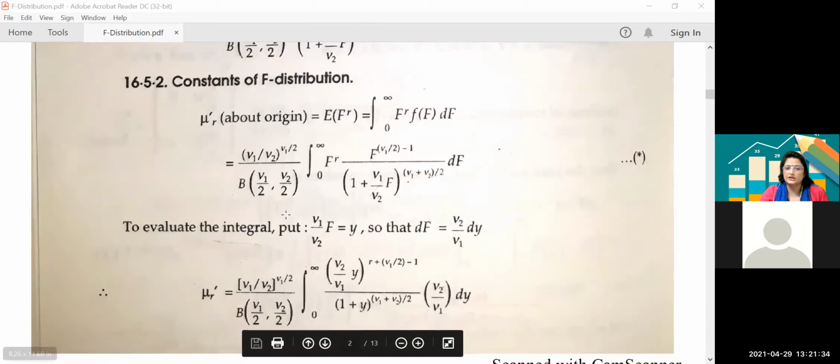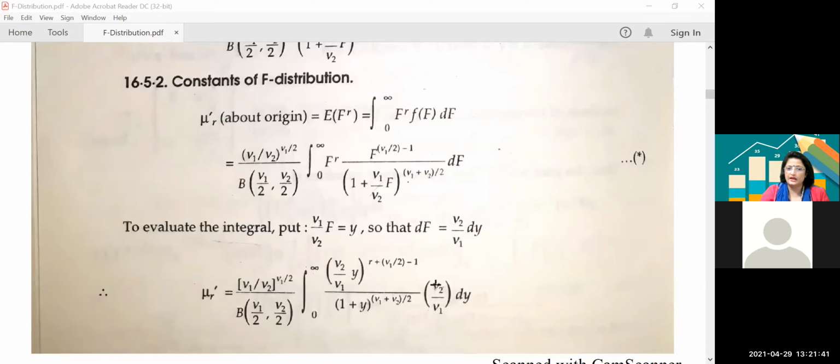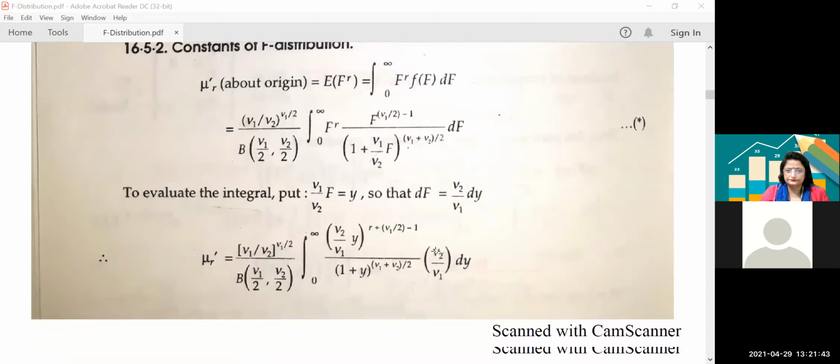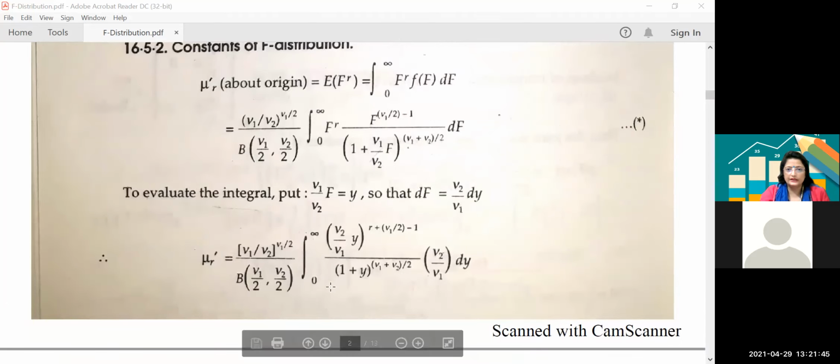Now to evaluate the integral, you will put (v1 by v2) into F is equal to y. Then you will get the derivative. Then you will have this value. ठीक है जी. So you will put the value here. देखो F की जगह आपने क्या पुट कर दिया, F की वैल्यू क्या आई फिर, what is the value of F? If (v1 by v2) F is equal to y, what is the value of F? F is equal to (v2 by v1) into y. वो देखो आपने ऊपर पुट कर दिया. ठीक है, नीचे आ गया (1 plus y) whole power (v1 plus v2) divided by 2.